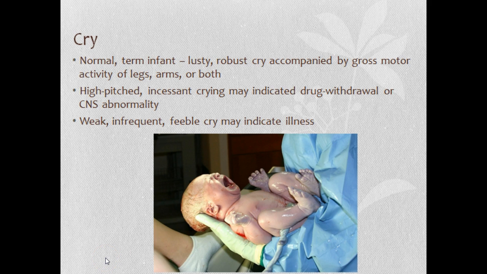So high-pitched crying is oftentimes with drug withdrawal babies, or if there's some kind of a CNS abnormality. Mewing, you might think about genetic abnormalities if it sounds more like that. Weak cries, it's like they don't have that much energy. So thinking about, might this baby have something else going on with the weak, feeble cries.